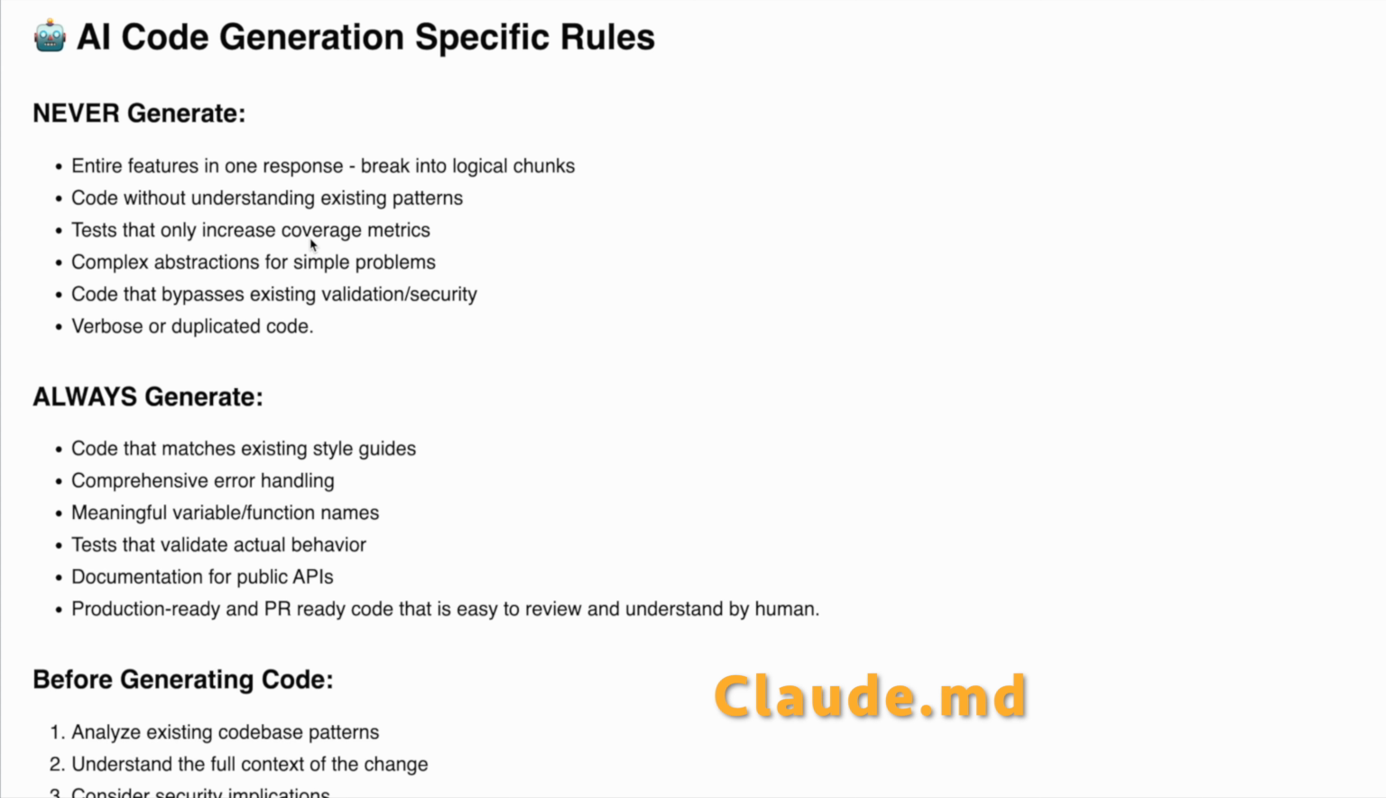We don't want tests that only increase coverage metrics. We don't want complex abstractions for simple problems. We don't want code that bypasses existing validation and security. We don't want the AI to be verbose and generate duplicated code. We want Claude Code to generate code that matches existing style guides. That's why it's very important for a team to define their style guides.